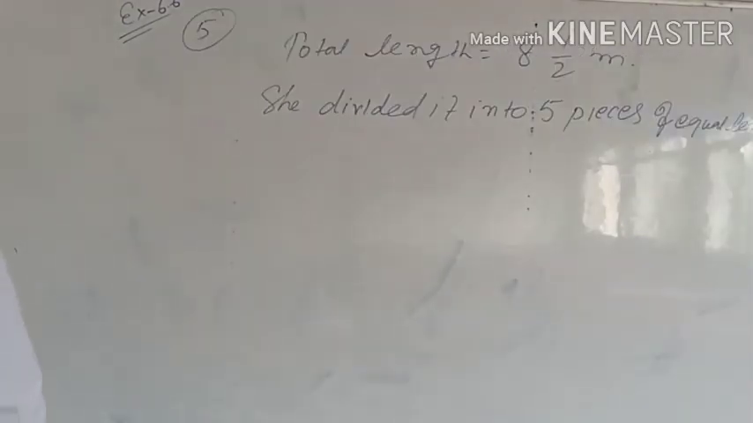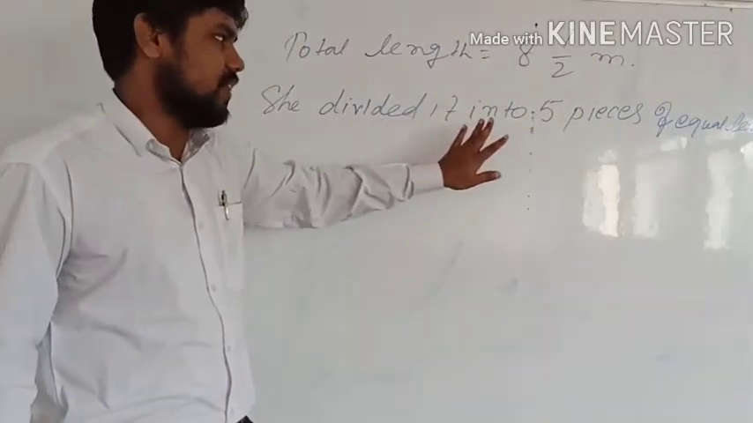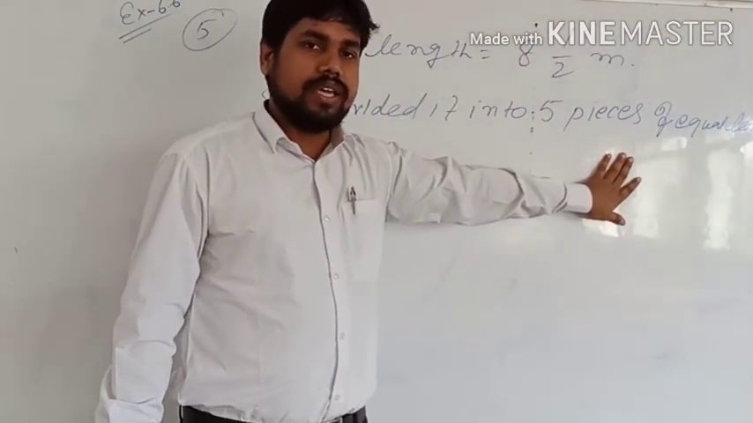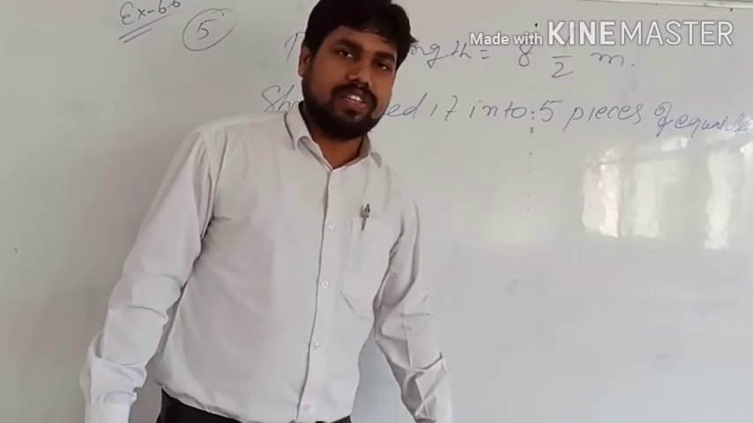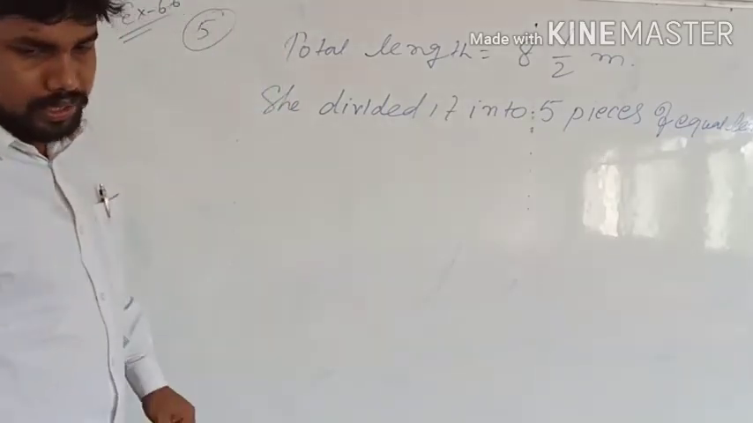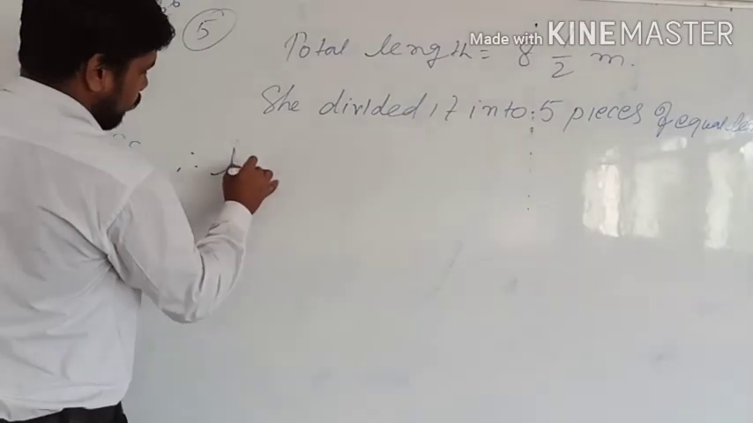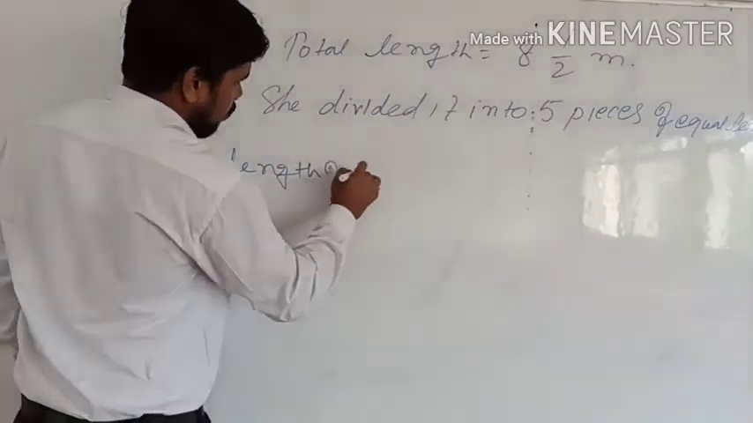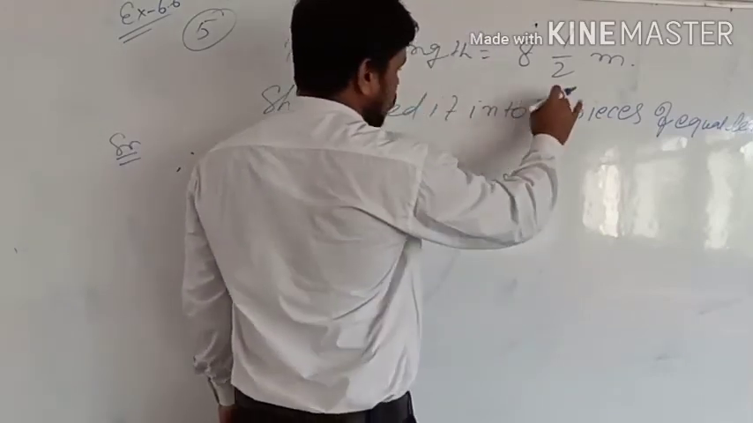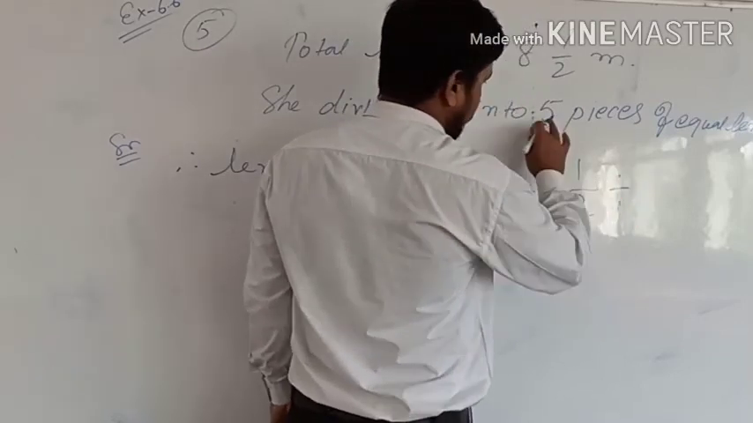Question number 5 is that Rita is purchasing a ribbon of this much total length, and after that she is dividing it into 5 pieces of equal length. So you have to find the length of each piece. What will be the length of each piece? Definitely we will divide. So the length of each piece is equal to the total length, which is 8 whole 1 by 2, divided by 5.